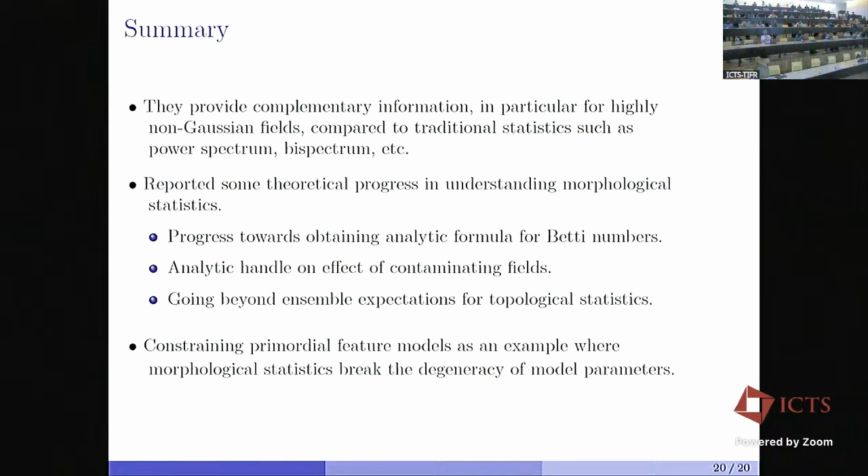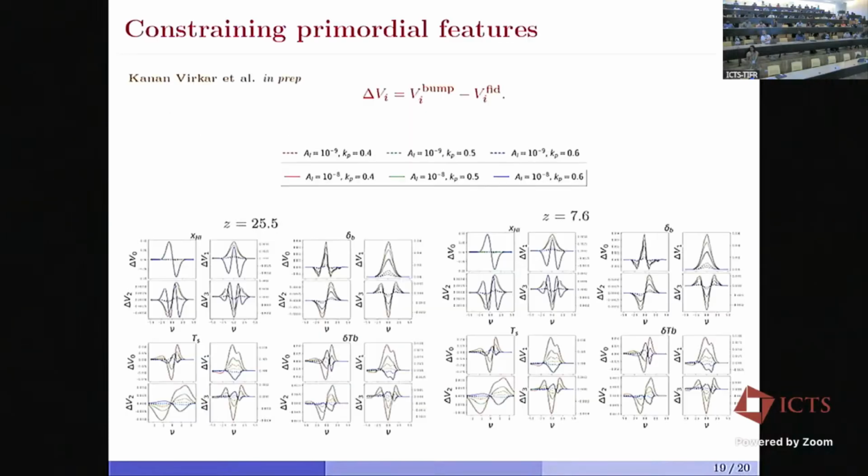We have time for a quick question. I mean, this is a totally naive question, but you mentioned that it was really difficult to get these analytic expressions for the Betti numbers. Is there a simple way of understanding why it's so hard?